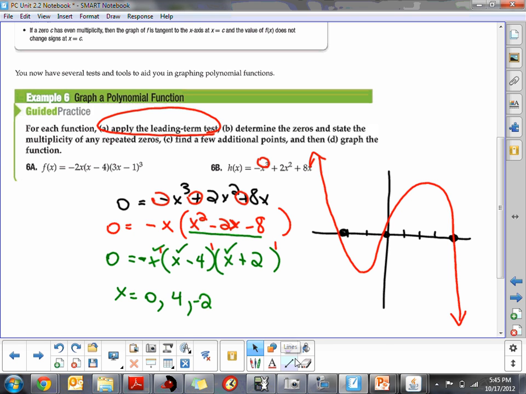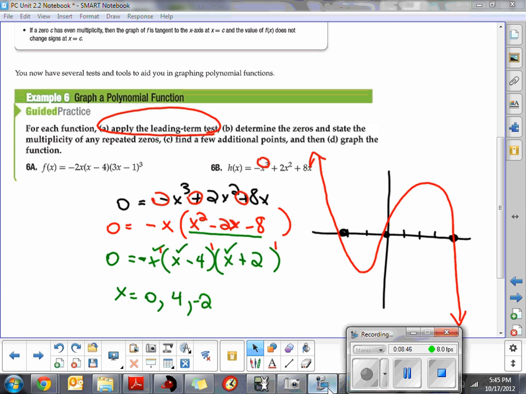So we're finished with the graphing of the polynomials and hopefully our polynomial discussion.